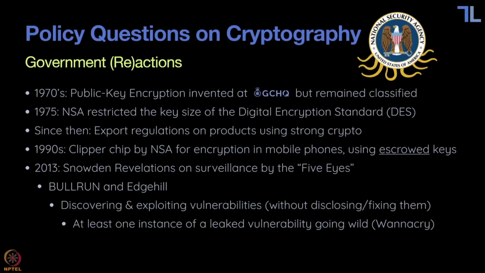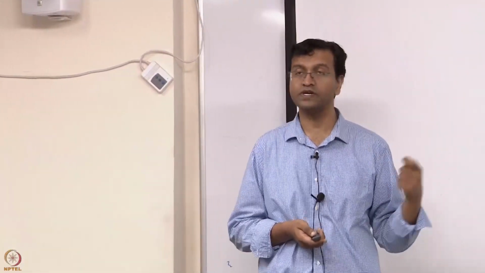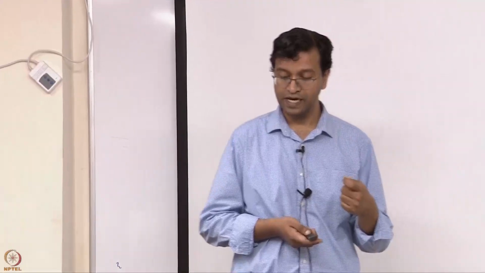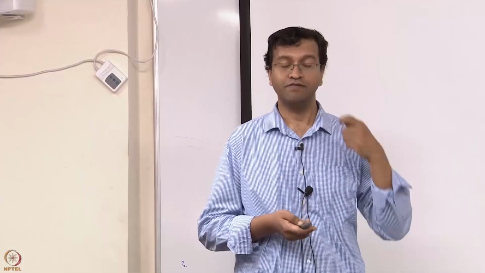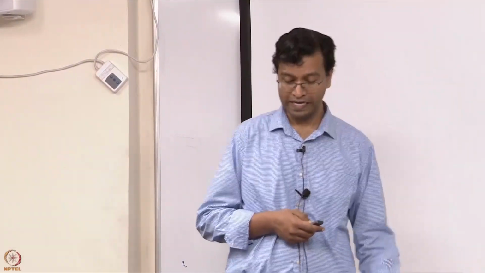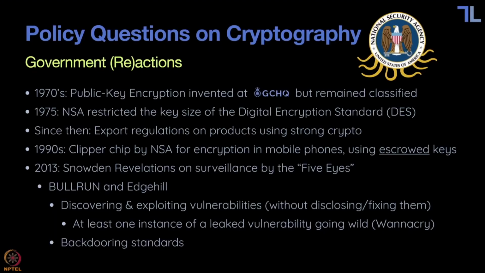At least one instance of one of those vulnerabilities leaked. It's believed that at least one of those things, malware called WannaCry, was actually based on one of these things that was discovered by the government agencies and not disclosed. And eventually it was rediscovered, or rather maybe leaked, and then was exploited in the wild. So if they had got it fixed, that wouldn't have happened.